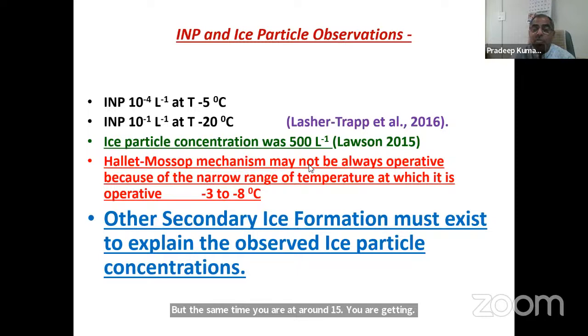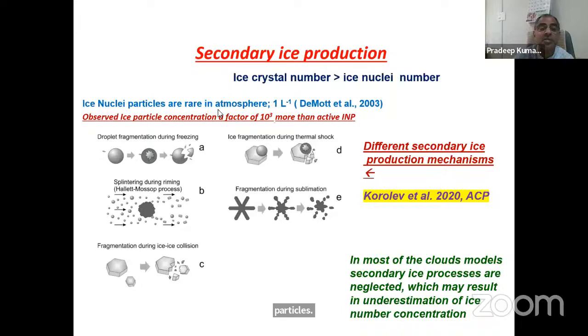The Hallett-Mossop mechanism may not always be operative because it's operative only in a narrow range of temperature, between minus 3 to minus 8 degrees Celsius. Therefore, other secondary ice production processes must be there to explain the observed ice particle concentration compared to the ice nucleating particles. So these are the secondary ice production mechanisms. Ice nucleating particles are rare in the atmosphere, about on an average 1 per liter or even less. But observed ice particle concentrations are 10 to the power of 3 more than INP.